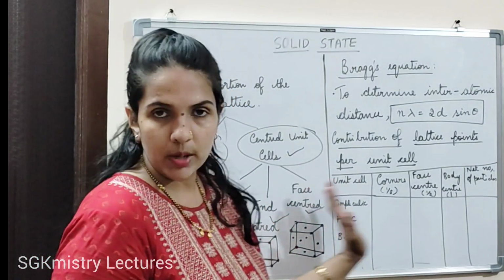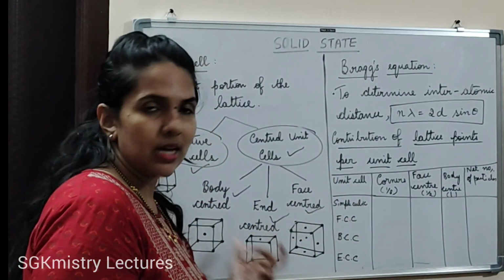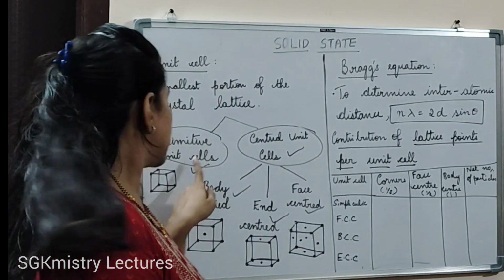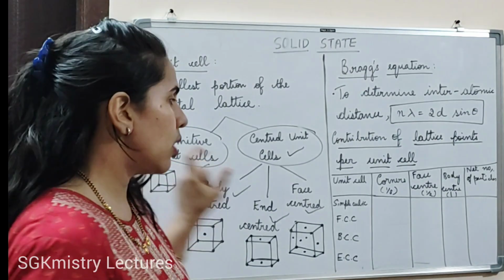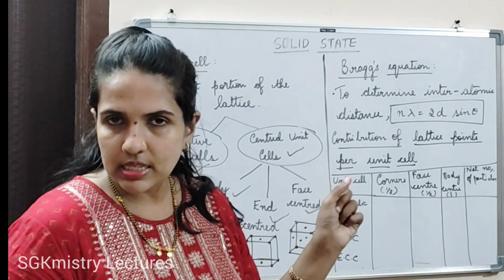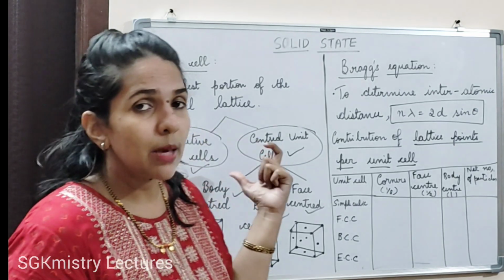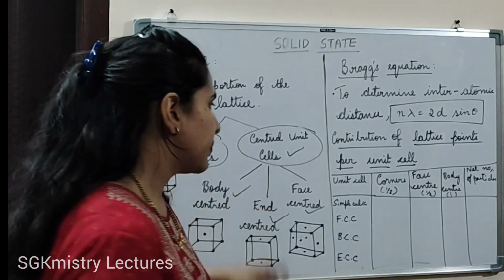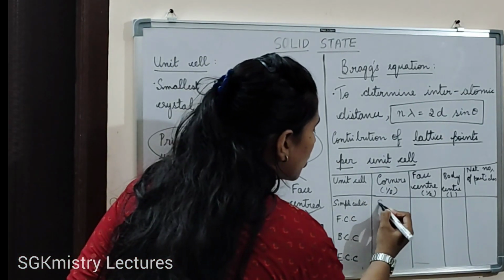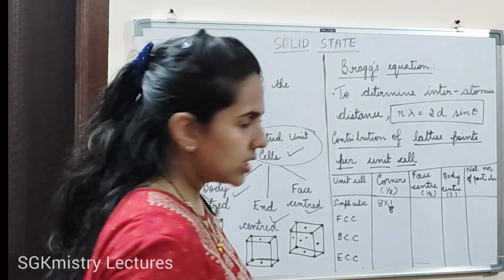So now, based on this concept, let us calculate the contribution of each of the particles to those respective unit cells. First, coming on to simple cubic. Simple cubic is nothing but the primitive unit cell, where the particles are present only on the corners and not in any of the faces or the center. So here we have 8 atoms in the 8 corners. The total number of atoms is 8 and the contribution of each atom is 1 by 8.